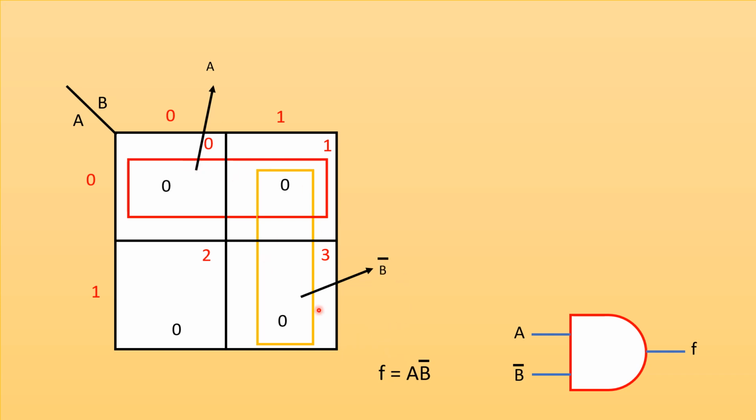Therefore, when you combine these two squares, you will get the reduced Boolean expression as F is equal to A B bar. So, when you implement this, we have to implement this using an AND gate, and when you give the inputs A and B bar, you will get this F which is equal to A B bar.